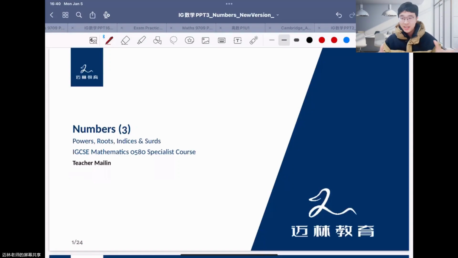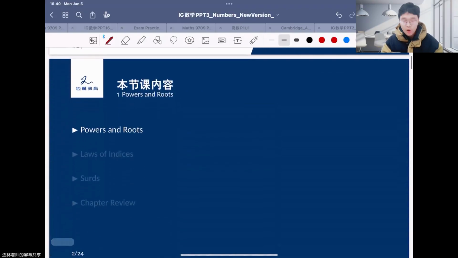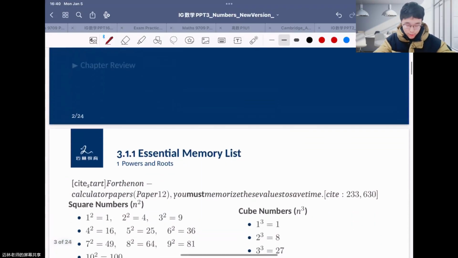Okay, hello guys. Today our topic is about number 3. It's our third lesson in IGCSE Mathematics. So let's move into the first part about powers and roots.